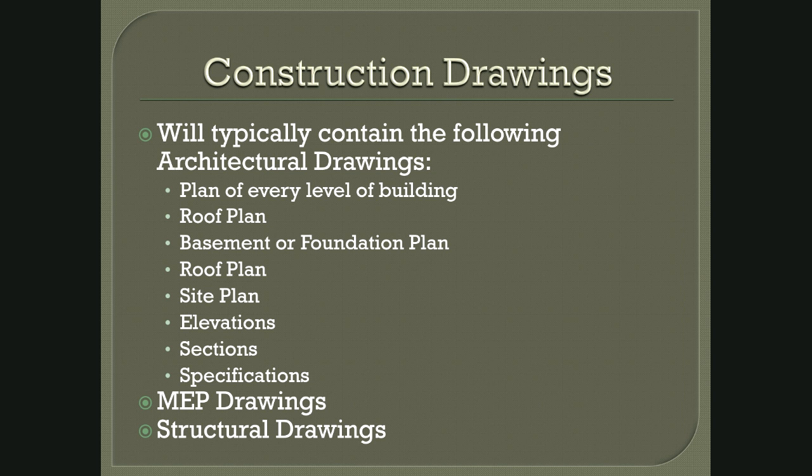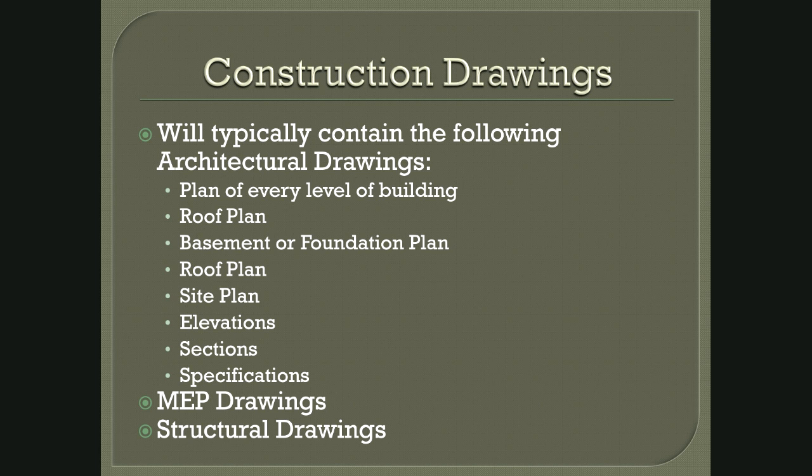So construction drawings typically contain the following drawings. They contain architectural drawings, MEP drawings, which are mechanical, electrical, plumbing, and structural drawings. And within the architectural drawings, you're going to have a plan of every single level of the building. Absolutely. You're going to have a roof plan and a basement or foundation plan. Sometimes the basement plan is finished off, so that would be a finished plan. Sometimes it's just a rough space, so you just see the foundation walls.